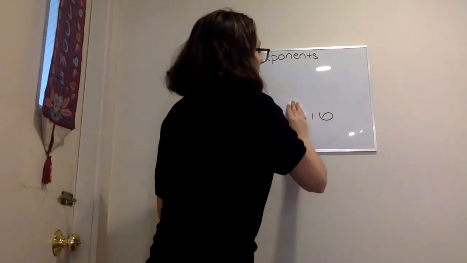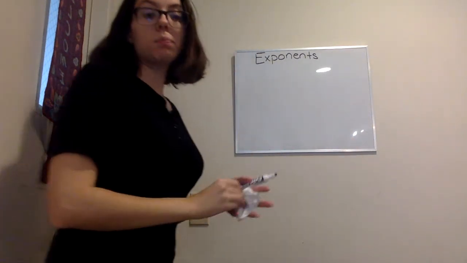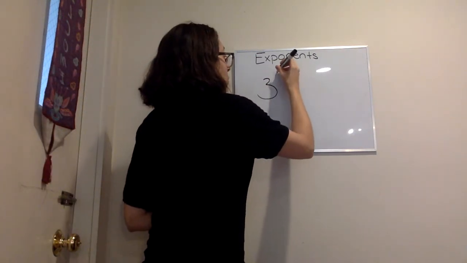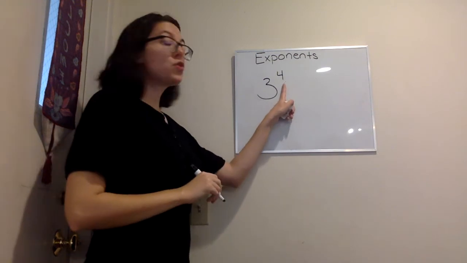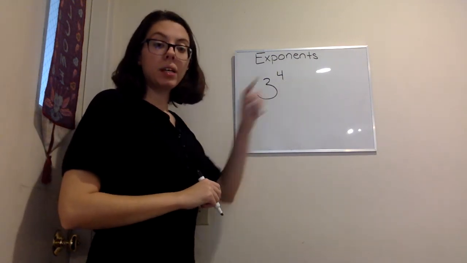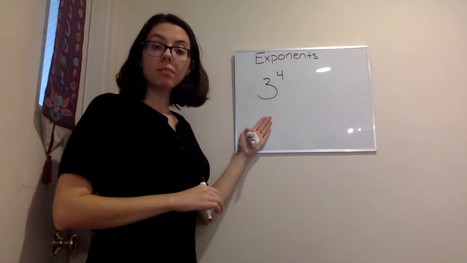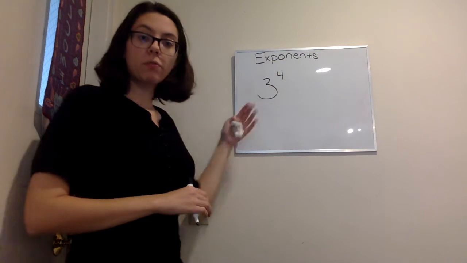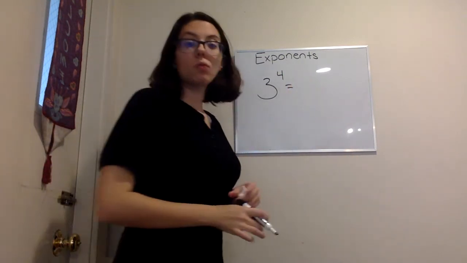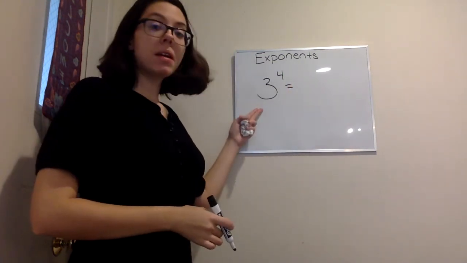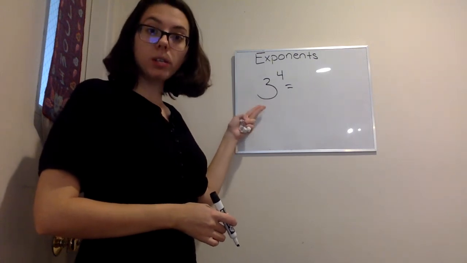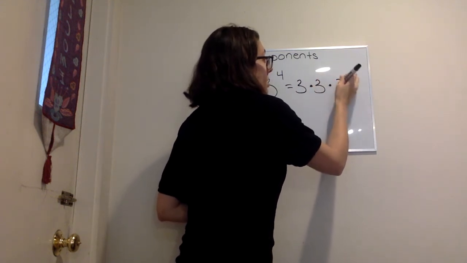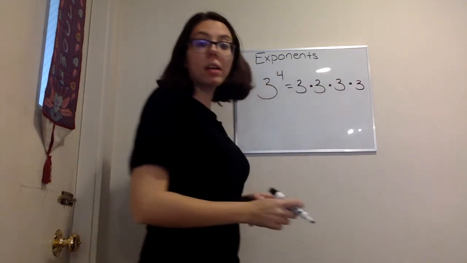Let's try another problem. The next problem that we are going to solve is 3 to the fourth power. Again, what I'll recommend is pause the video and see if you can solve it from here. So again, this is repeated multiplication. Our base is 3, so the number 3 is going to be repeating 4 times. 3 times 3 times 3 times 3.